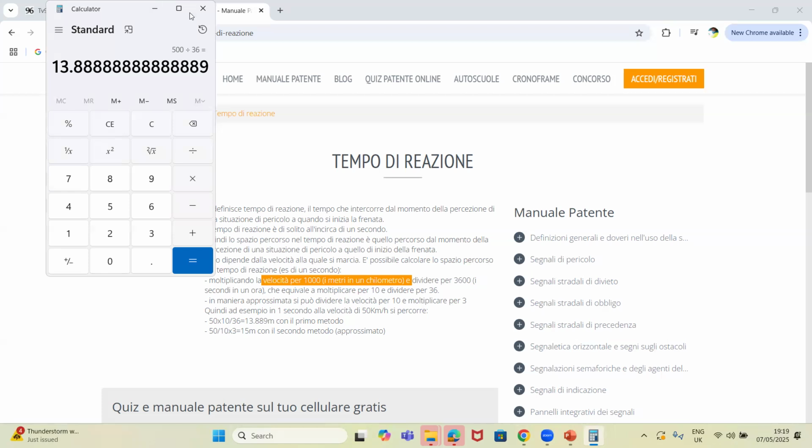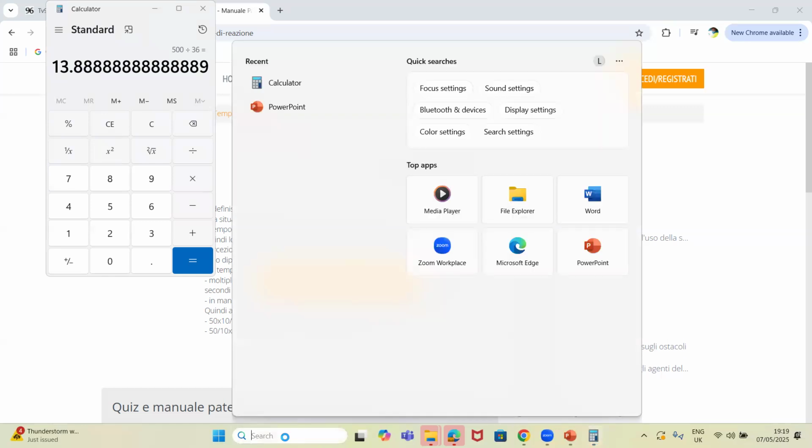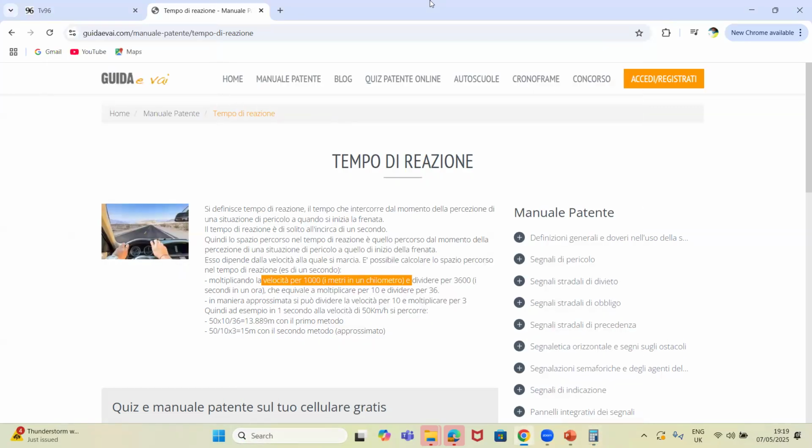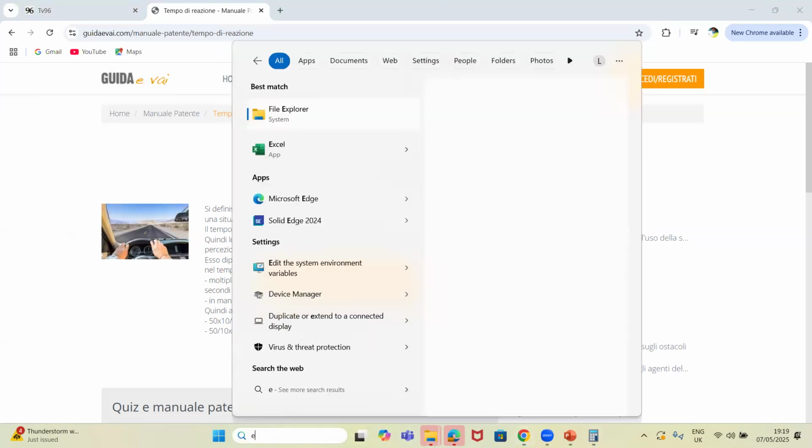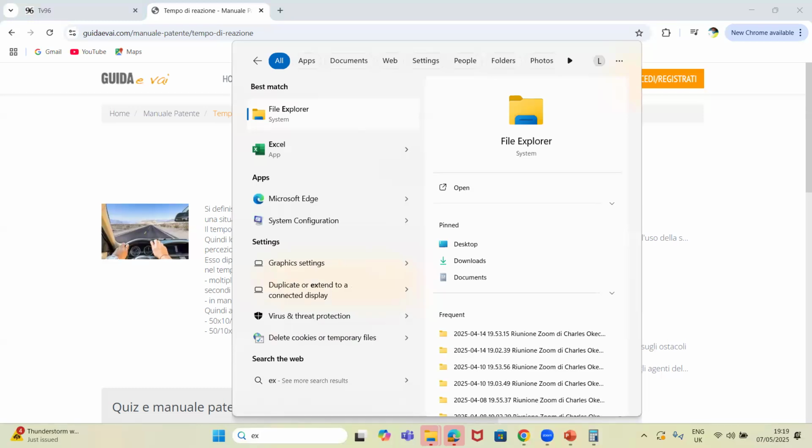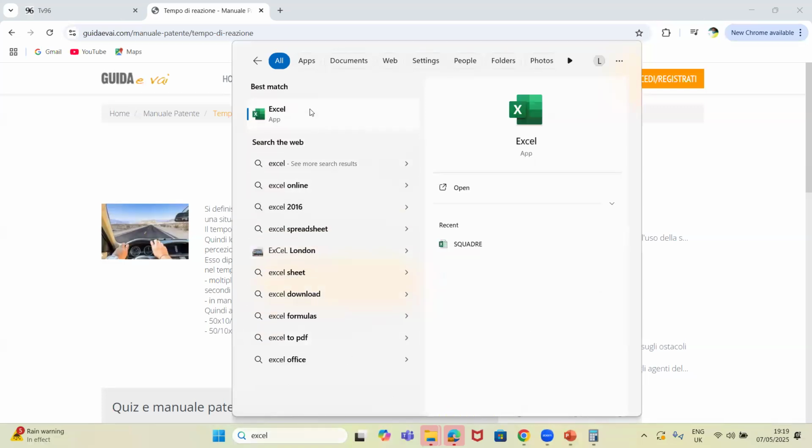Mr. Geoffrey, now let us do the third method, which is the easiest. Let us still use 50. That 50, divide by 10. 50 divided by 10 is 5. Multiply that by 3. 5 times 3 is 15 meters. 15 meters.